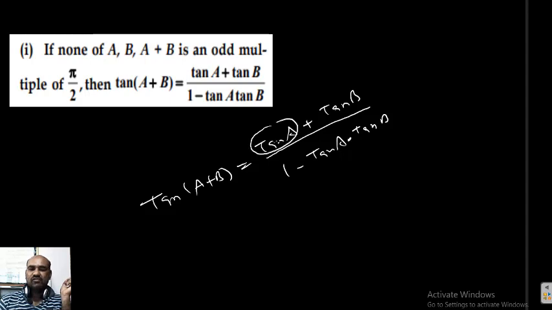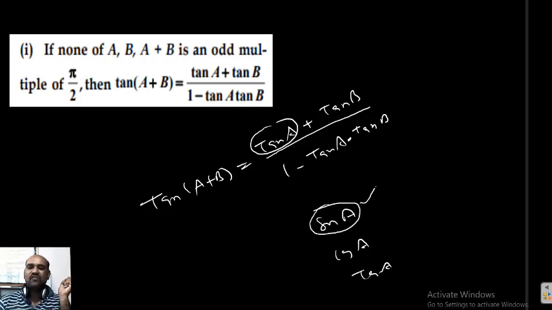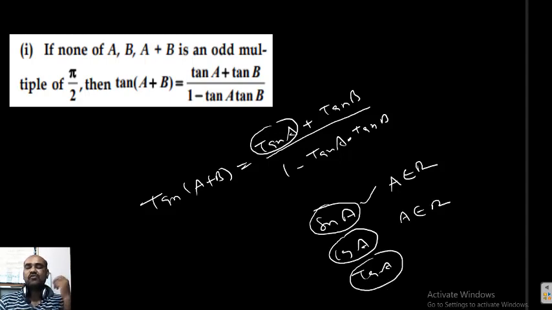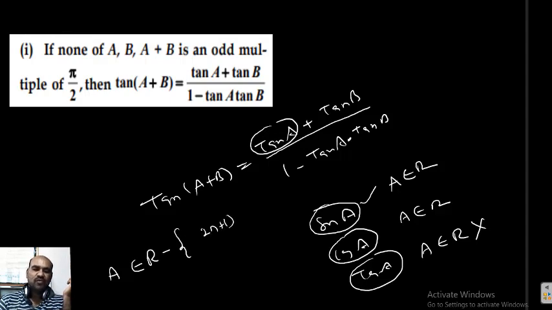So tan a, sin a, cos a. When is this valid? Sin a is valid for all angles, means a is any real number. Cos a is also defined for all real numbers. But tan a is defined only for a few a's, not for all a's. So saying a belongs to R is a wrong concept. The angle a should belong to all real numbers, but we want to remove some real numbers which are in the form of 2n plus 1 into pi by 2, where n belongs to Z.